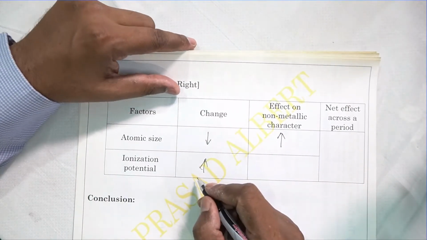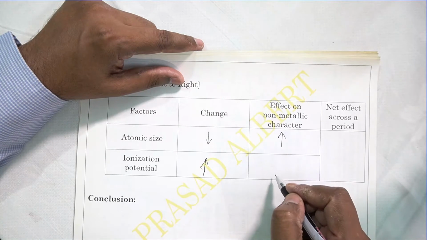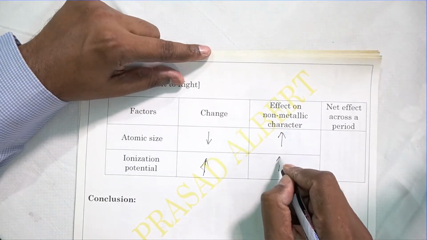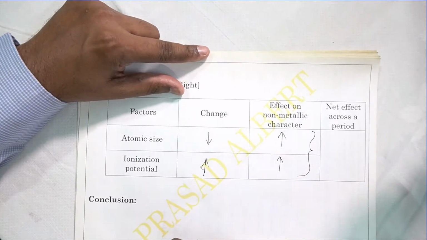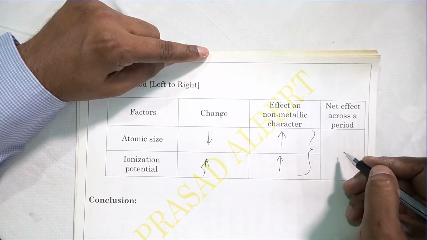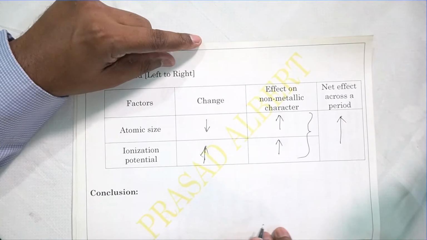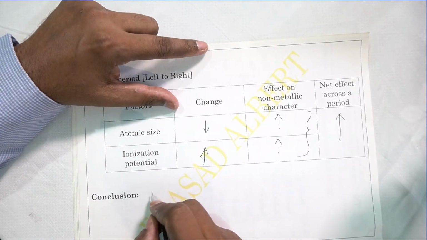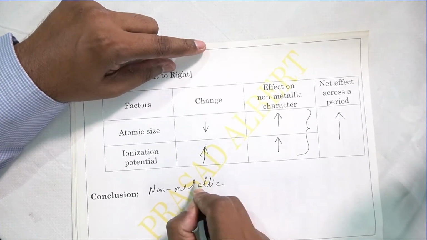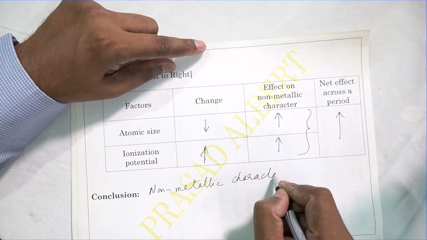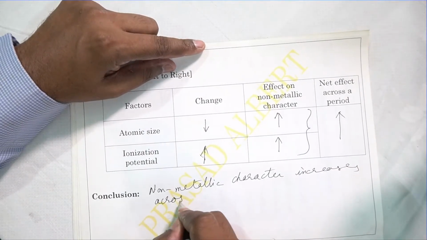Right? Then the ionization potential is increasing, which means the atom has a strong tendency to keep the outermost electron. So any electron coming will be pulled in strongly. Again, it contributes to an increase in non-metallic character. So the resultant of these two factors, both contributing towards an increase in non-metallic character, will be an increase in non-metallic character, right? So what is the conclusion we can write? Non-metallic character increases across a period. Okay.